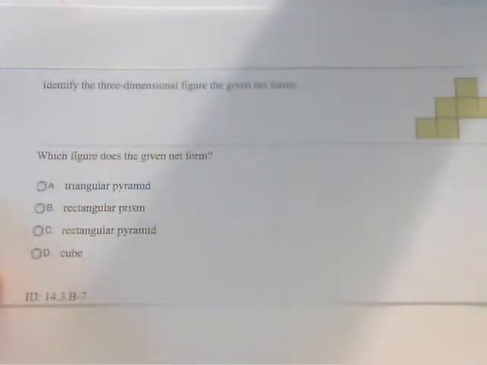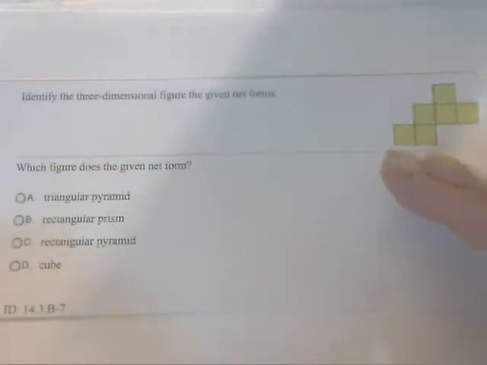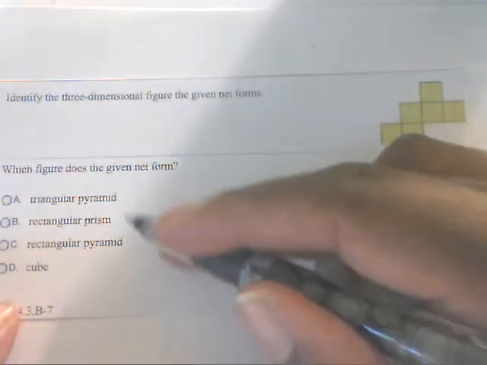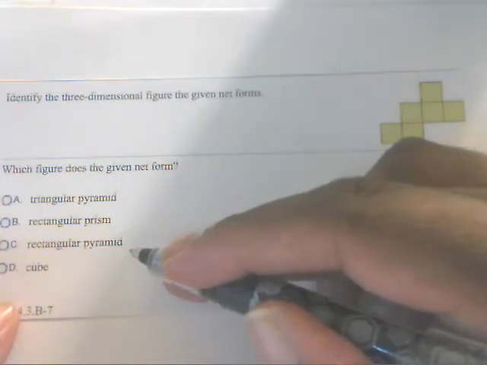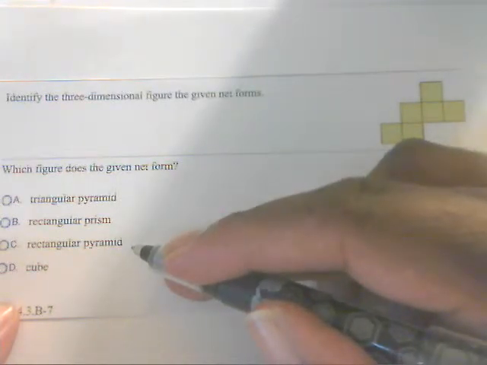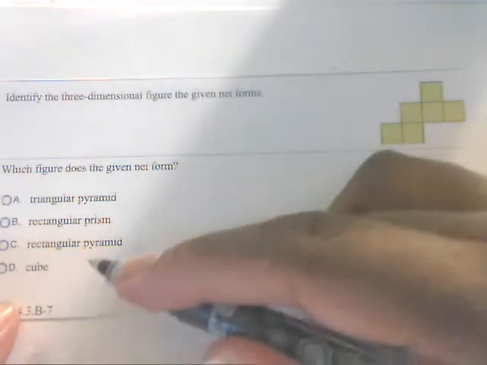Okay, problem number 5. Identify the three-dimensional figure given the net forms. Okay, so here is what the net looks like. Your choice of answers is a triangular pyramid, a rectangular prism, a rectangular pyramid, or a cube. Well, it can't be either the triangular pyramid or the rectangular pyramid because that net does not have triangles at all in it. So it's going to be either the rectangular prism or the cube.